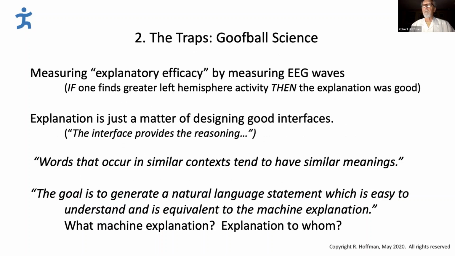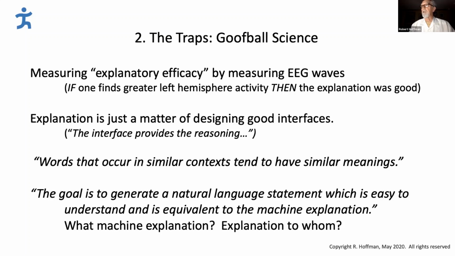And there's lots of goofball science going on, measuring explanatory efficacy by measuring EEG waves with lots of odd logic, like if one finds greater left hemisphere activity, then the explanation must have been good. I don't know where these researchers came up with that, but they need to go back and study some psychology. Explanation is just a matter of good interfaces. I see that all the time, and it drives me crazy. Statements like "words that occur in similar contexts tend to have similar meanings" are just an incredible thing to say.